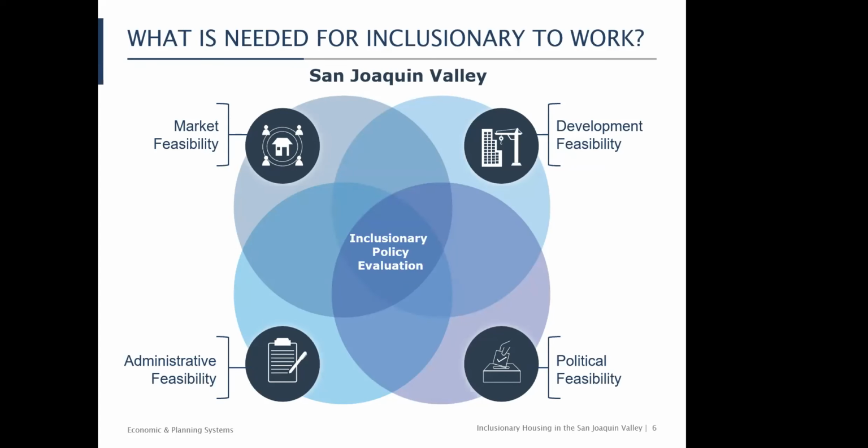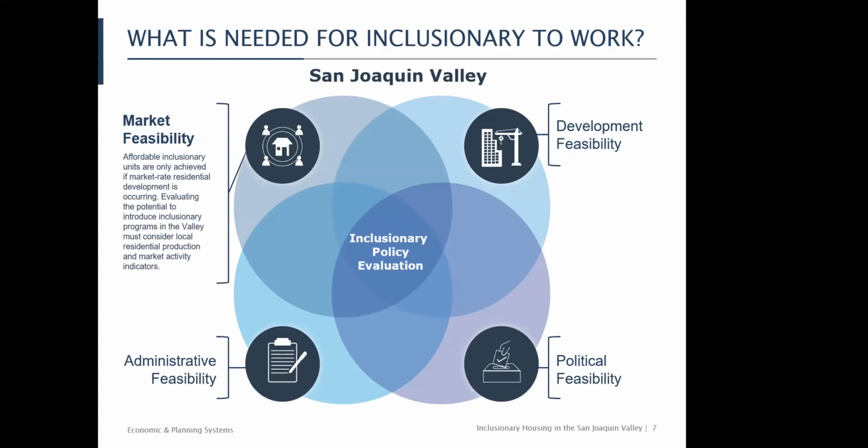So switching gears a little bit and getting into our analysis and our framework, in our work on inclusionary programs across the state, we think of there as being about four conditions that need to be in place in order for inclusionary programs to be successful. So we call these four conditions or four lenses, if you will. And those are market feasibility, development feasibility, administrative feasibility, and political feasibility. And I'll explain each of those.